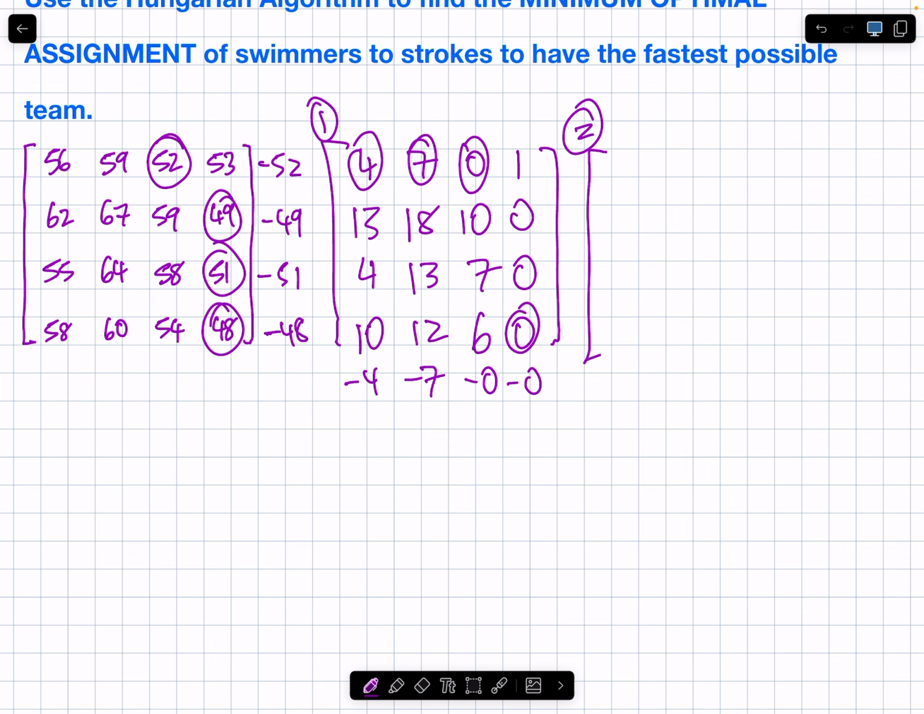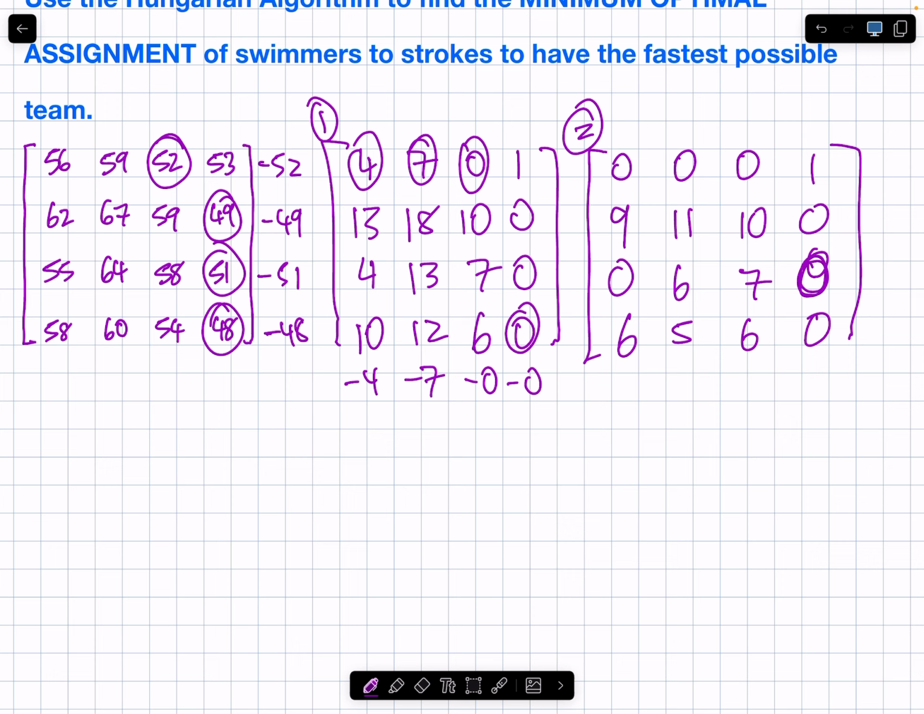So your step 2 matrix will be 4 take 4, 0. 13 take 4. 4 take 4. 10 take 4. 7 take 7. 18 take 7. 13 take 7. 12 take 7. Because I'm taking 0 from column 3, will the numbers change? So speed run that: 0, 10, 7, 6. Because I'm taking 0 from column 4, can I speed run that? 1, 0, 0, 0. This is the noughts and crosses thing now.